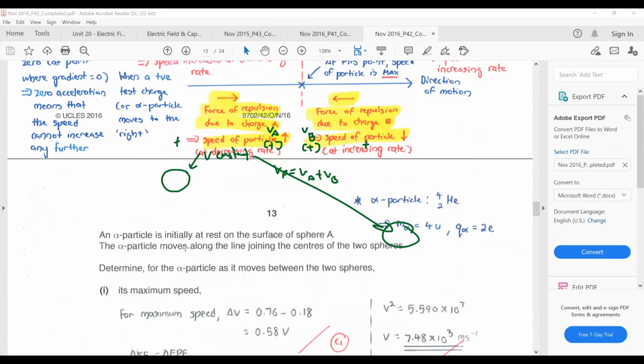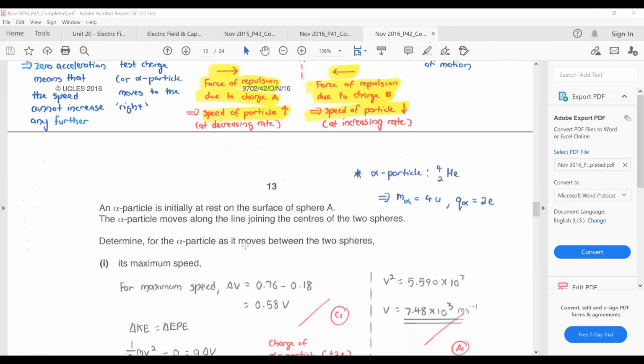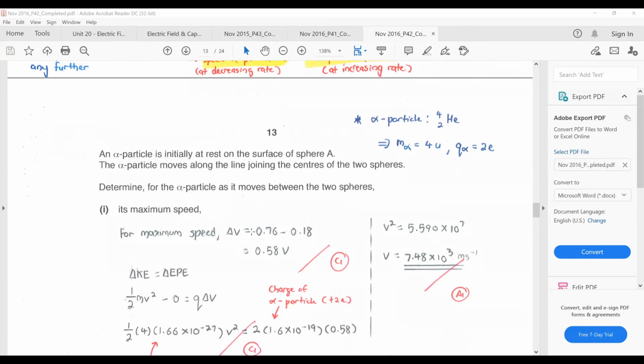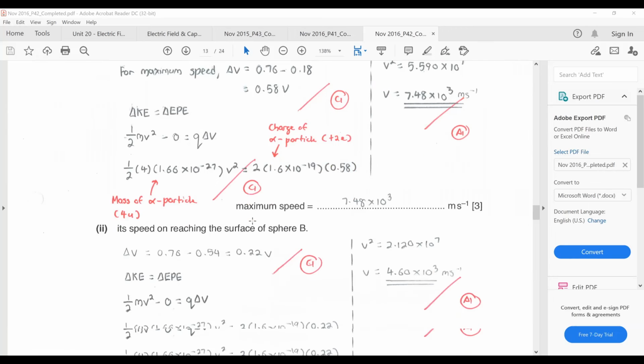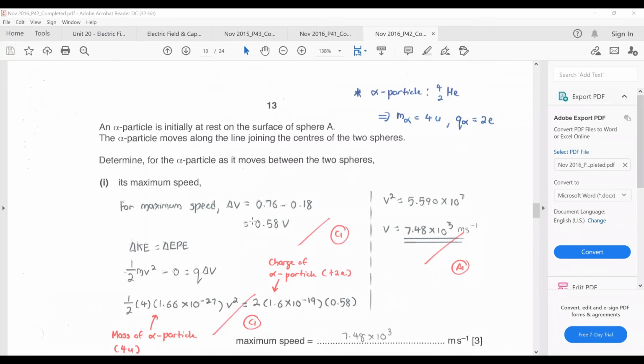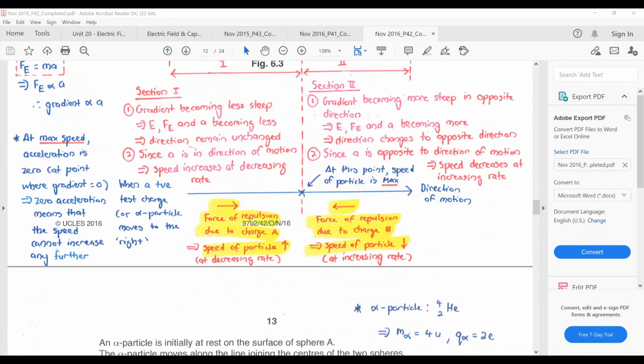Now here they tell you, you have an alpha particle that is initially at rest on the surface of sphere A. The alpha particle moves along the line joining the centers of the two spheres. For the alpha particle, as it moves between the two spheres, find out its maximum speed. Okay, find out its maximum speed.